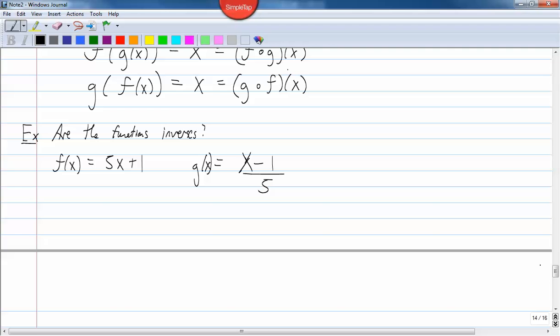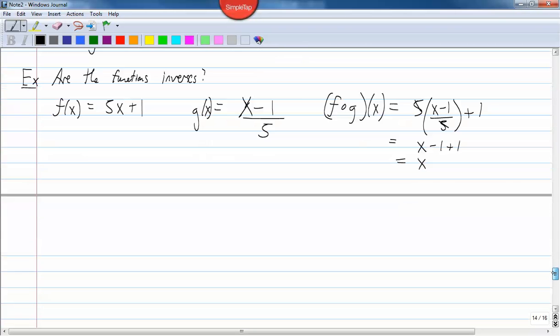Are the functions inverses? Well, to find out, you say f of g of x, which means take the g and plug it into the f where there's an x. So it'd be 5 times x minus 1 over 5 plus 1. You see, I took this and I plugged it into x. So let's see. The 5's cancel out. X minus 1 plus 1. That's just equal to x. So we're halfway there. If g of f of x is equal to x, they're inverses.